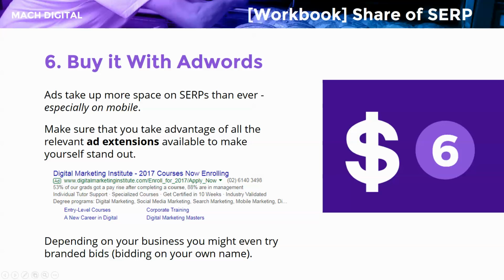Number 6, buy it with AdWords. So yes, I hear you say this is an SEO presentation, but we're talking share of SERP at the moment. As I said, it's not just organic. There's a lot of other things on the page too. Paid ads are a big one, especially on mobile these days. I mentioned earlier, you have to scroll down on mobile to even see the organic listings at the moment. In some cases, it's almost crazy not to bid on branded terms. It seems silly that you even need to, but if your competitors are bidding on them and you're not appearing there when people search for your business name, then it's something you might want to consider.